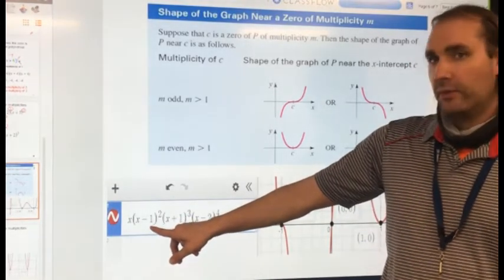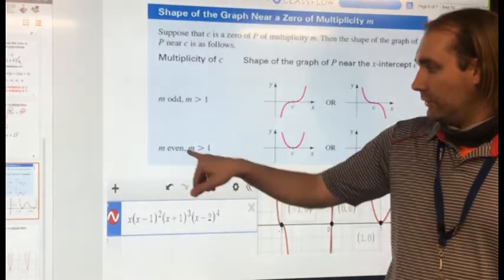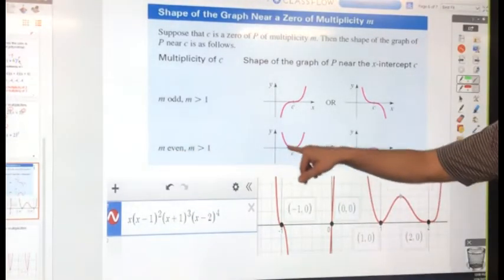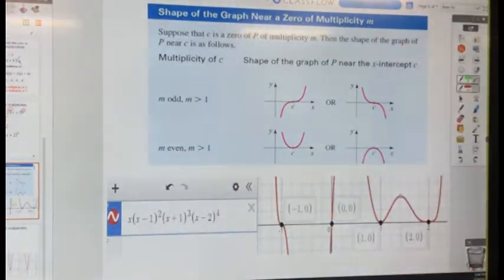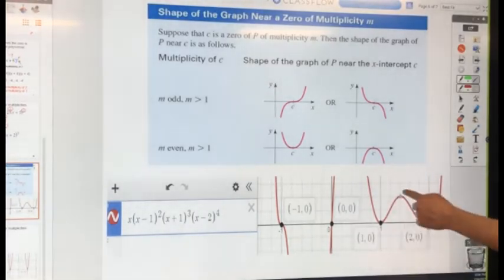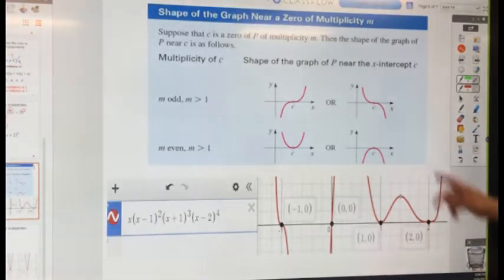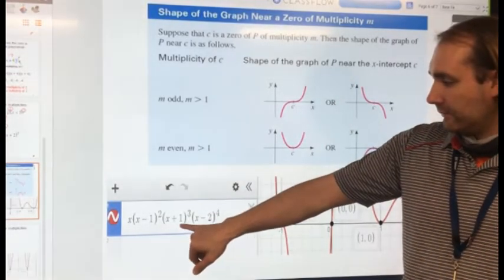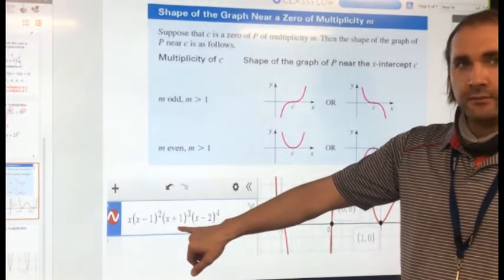If I look at x minus 1, what's my 0? 1, with a multiplicity of 2, so that's even. So I'm expecting a turning point at 1. If I look at 1, I see it does have a turning point. And what's my 0 here? X plus 1? Negative 1.